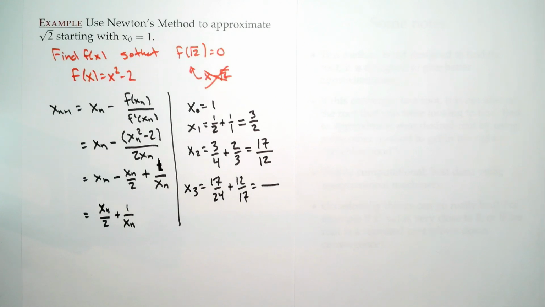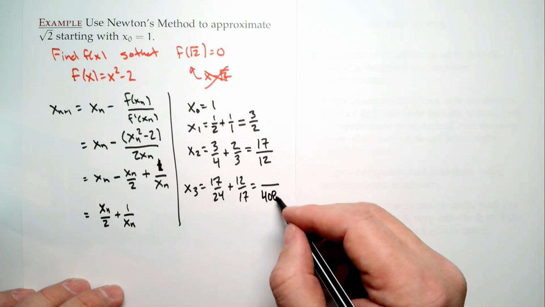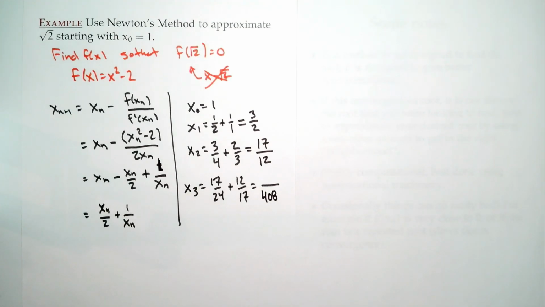Well, 24 times 17 is, of course, 408. Is it? I don't know. I just heard somebody say that, so it might be true. Okay. Does anybody know what 24 times 17 is? 408? Oh, good. Whew. Okay.